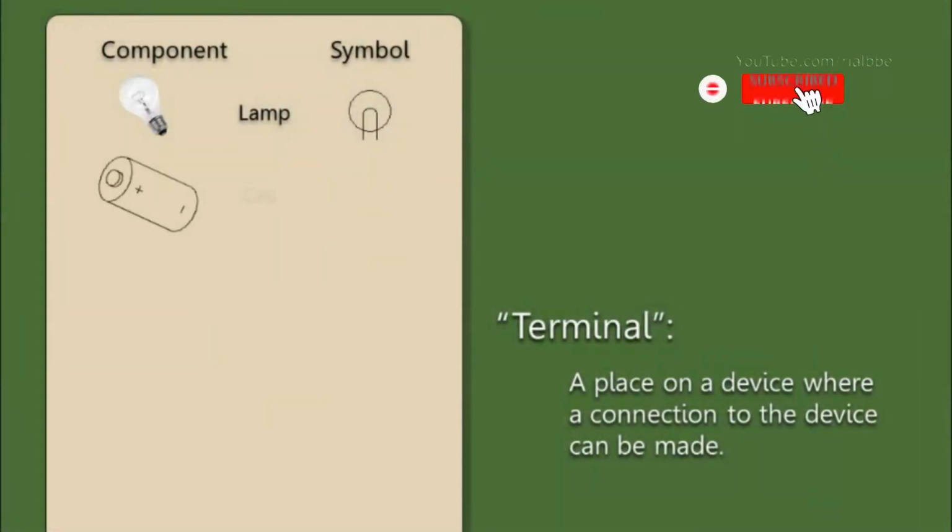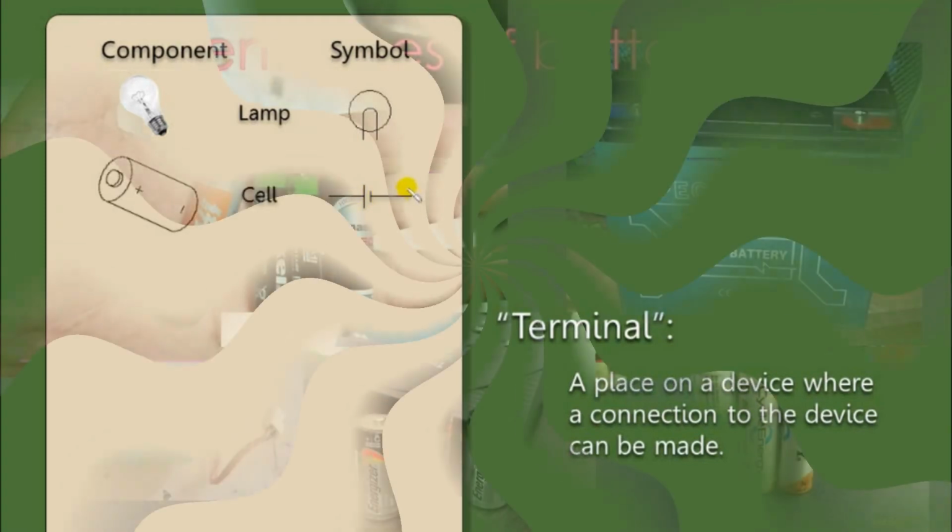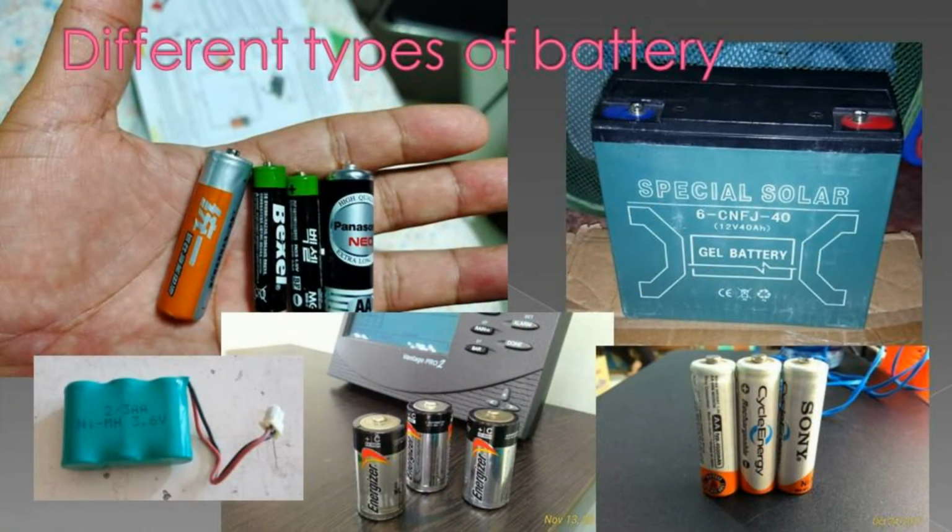A cell is one type of a DC power source. Strictly speaking, the symbol for a single cell is the one shown here, with one long and one short line. However, it is common practice to represent any battery, regardless of the number of cells it contains, with only 2 cells drawn.